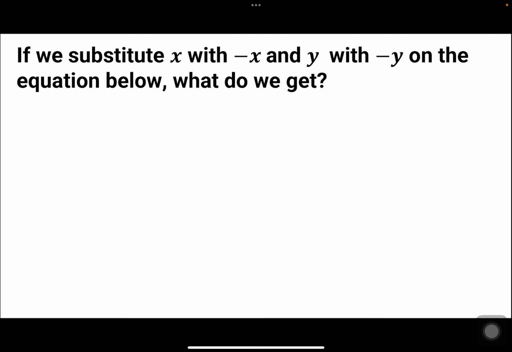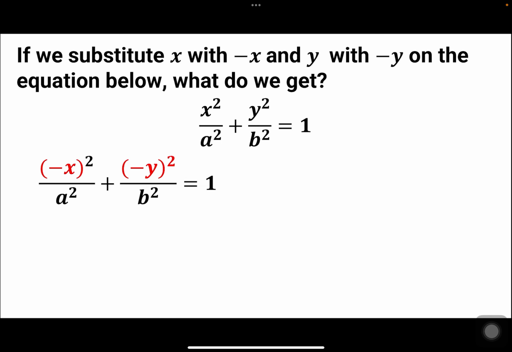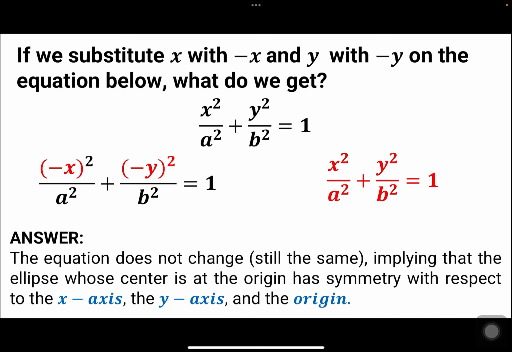Aside from that, if we substitute x with negative x and y with negative y on the equation below, what do we get? So, even if we substitute it, magiging negative x squared na siya, then negative y squared. When we perform the operations, it will still be positive. So, therefore, the equation does not change, or it is still the same, implying that the ellipse whose center is at origin has symmetry with respect to the x-axis, y-axis, and the origin.